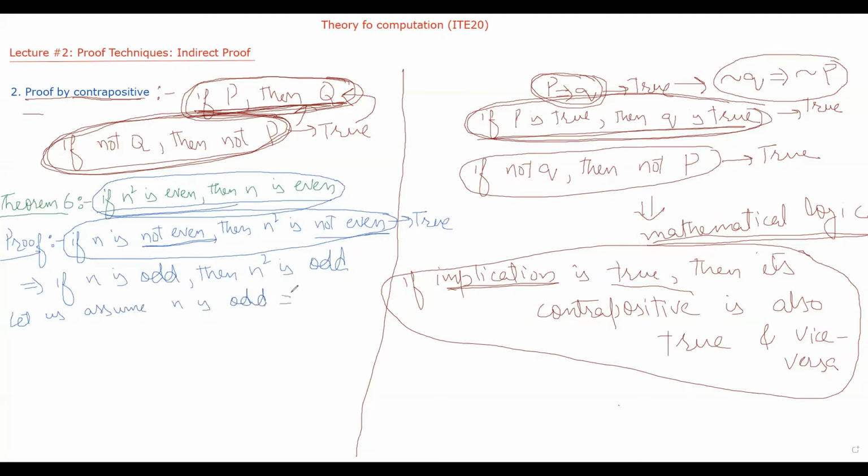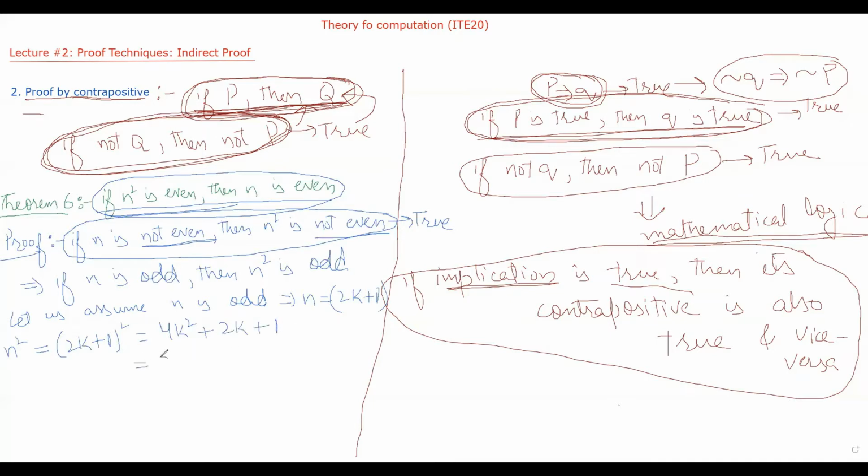So that will imply n will be equal to 2k plus 1. Okay, so now let's take n square. What is n square? n square will be (2k plus 1) whole square, and that will be equal to 4k square plus 4k plus 1.